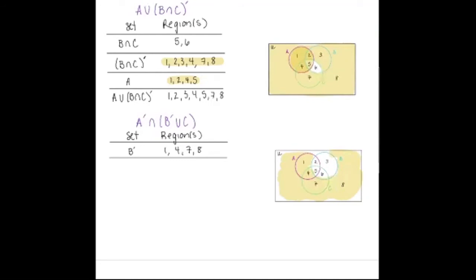Now I'm going to combine that with region C. So you can put region C if you want down here. That's going to be everything inside this circle. So that's regions 4, 5, 6, and 7. And now we merge these two together. So I'm going to take that and combine it with B complement. So pretty much I'm going to get everything except regions 2 and 3. So B complement union C is going to be 1, 4, 5, 6, 7, and 8. Everything but 2 and 3.